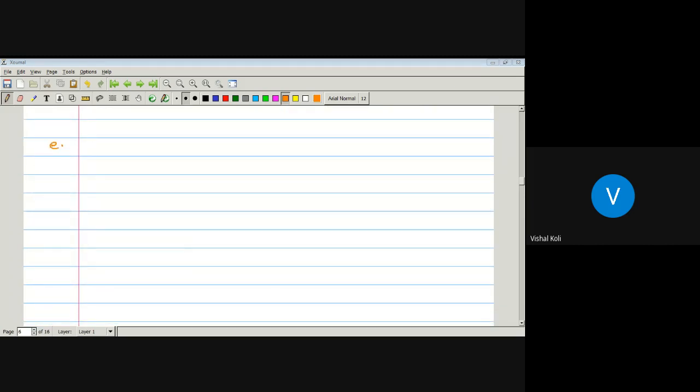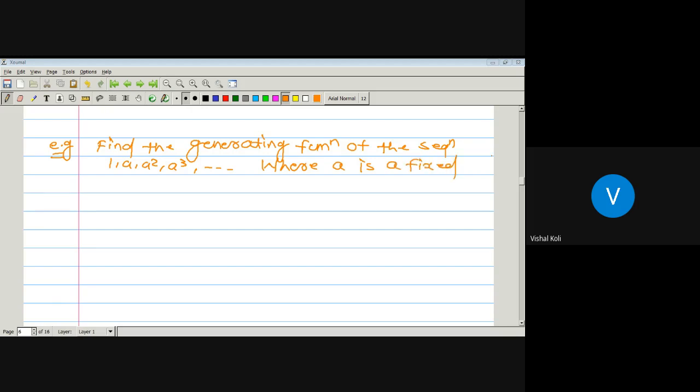Now there is one example. Find the generating function of the sequence 1, a, a square, a cube and so on, where a is a fixed constant.